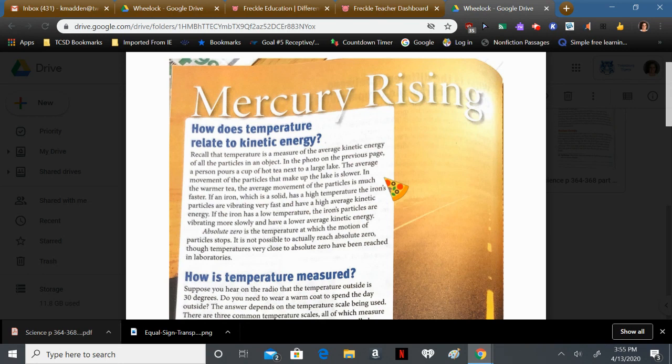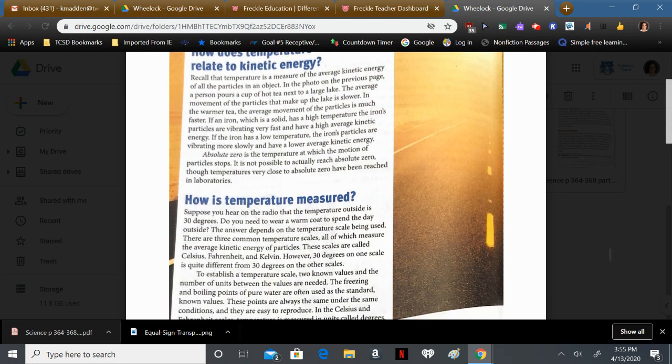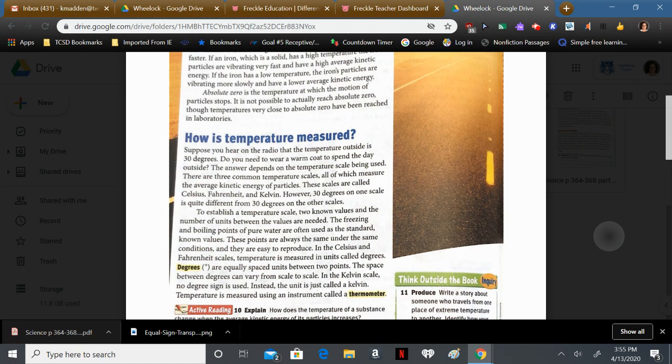If an iron, which is a solid, has a high temperature, the iron's particles are vibrating very fast and have a high average kinetic energy. If the iron has a low temperature, the iron's particles are vibrating more slowly and have a lower average kinetic energy. Absolute zero is the temperature at which the motion of particles stops. It is not possible to actually reach absolute zero, though temperatures very close to absolute zero have been reached in laboratories. How is temperature measured?